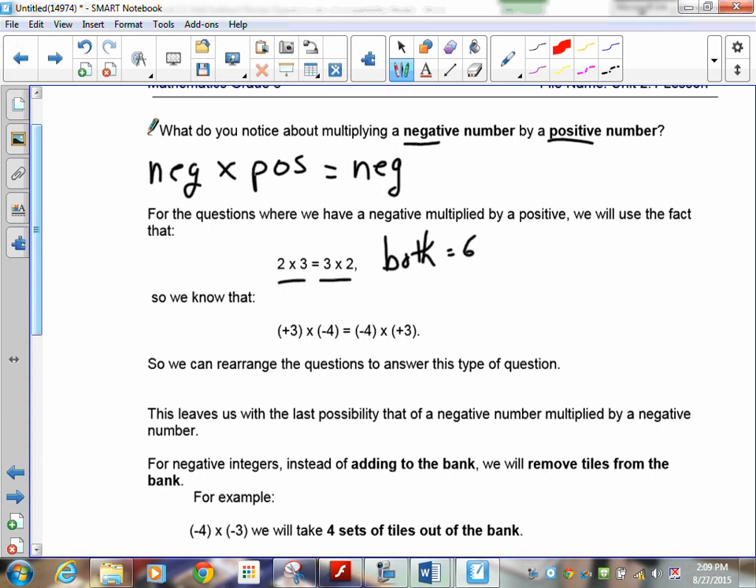Okay, this is backwards, so it's okay. So negative times a positive is negative. We know that a positive times a negative is also negative. Now, how do I know that?